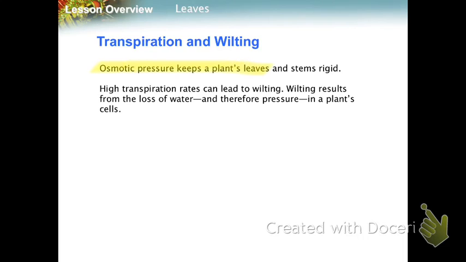Osmotic pressure in that central vacuole that's filled with water keeps the plant's leaves and stems rigid. If you lose that water in the central vacuoles, it makes the cells a little more flexible. So high transpiration rates can lead to wilting.